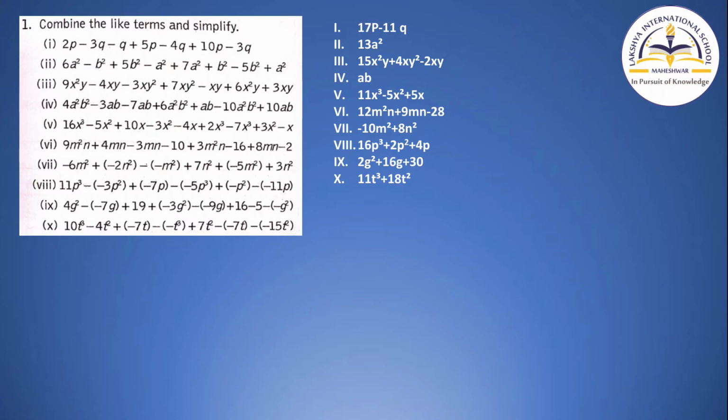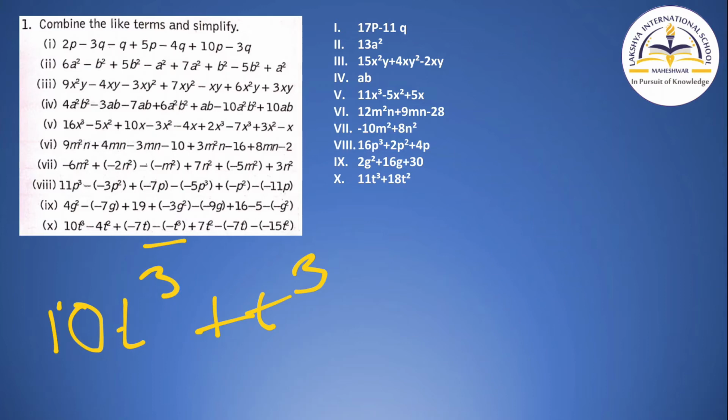Now we will see the last question: 10t cube minus 4t square plus minus 7t minus t cube plus 7t square minus 7t minus 15t square. 10t cube, first we will see the t cube terms. Now here minus minus is plus, so plus t cube. So how many t cube terms are there? 11t cube.